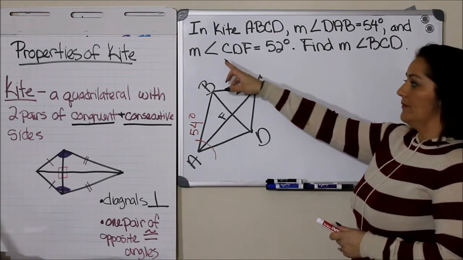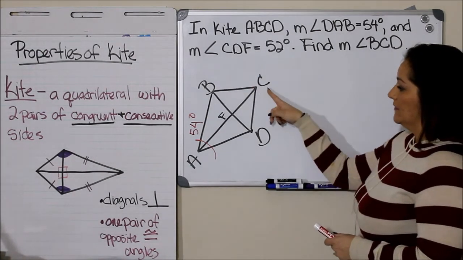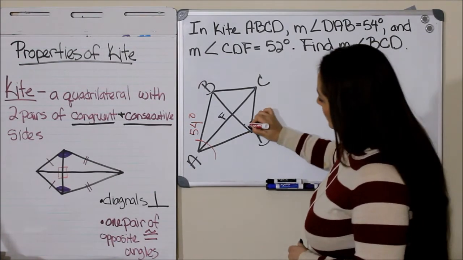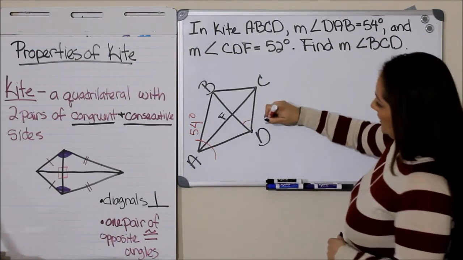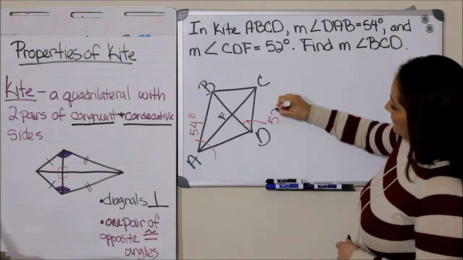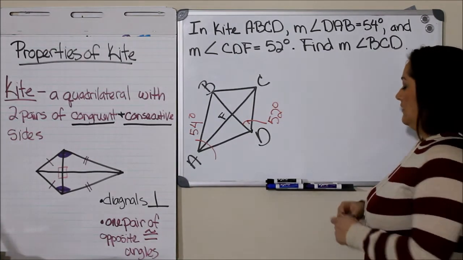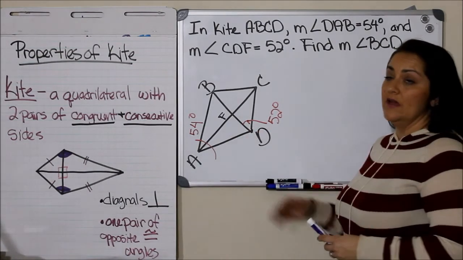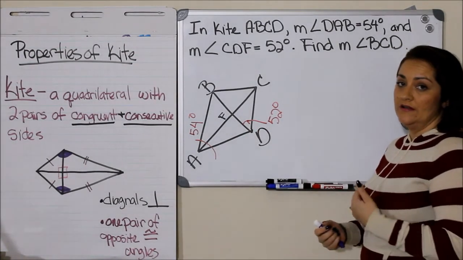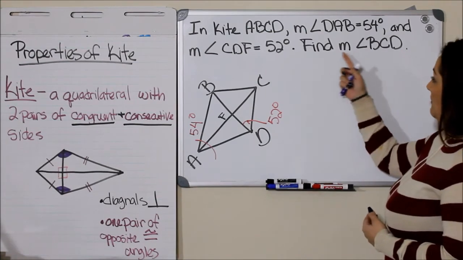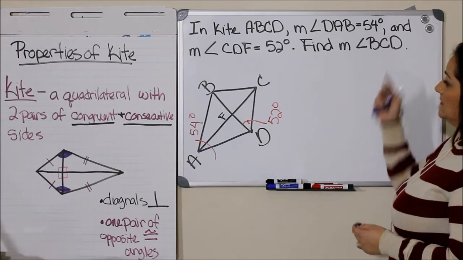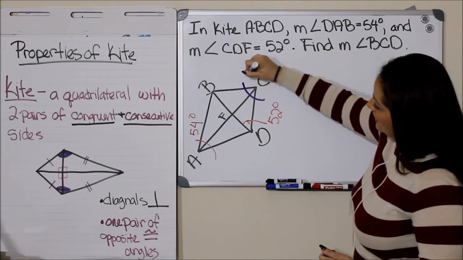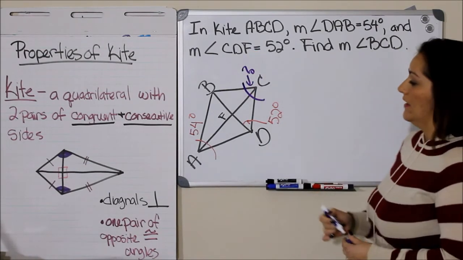And it says that the measure of angle CDF, so C, D, and F, that is just this piece of an angle right here, and that is telling me that it is 52 degrees. And it wants me to find, I'm going to change the color. So the red is what I know, and I'm going to use purple to indicate what I'm looking for. I'm looking for the measure of BCD. So B, C, and D. So I'm actually looking for this entire angle.